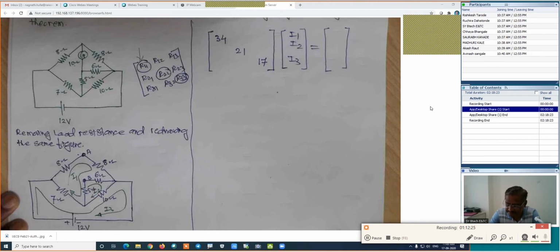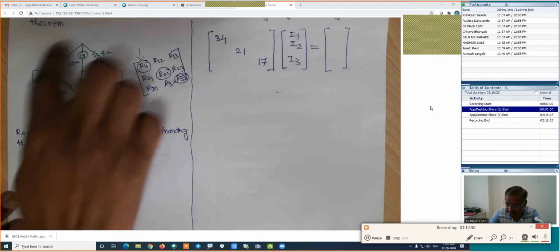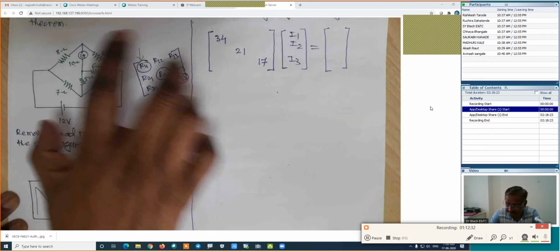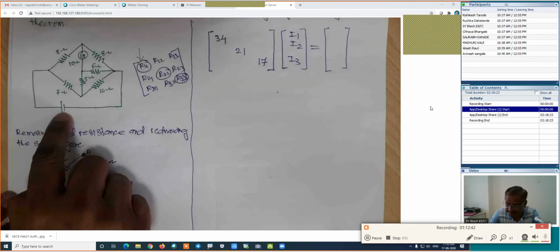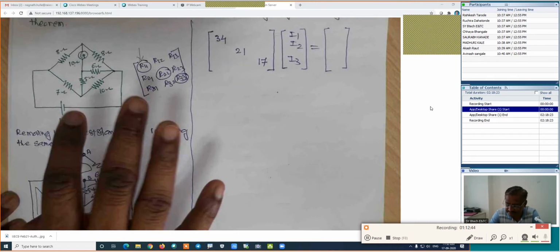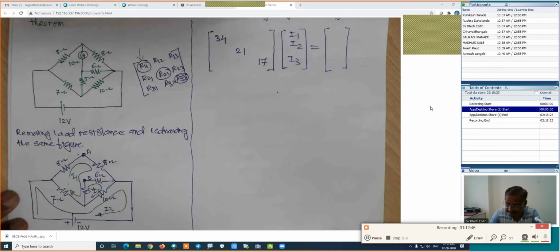This method has many limitations. If even one current source is present here, we are not able to use that method directly. Is it right? So try this direct inspection method only whenever all the given sources are the voltage sources.